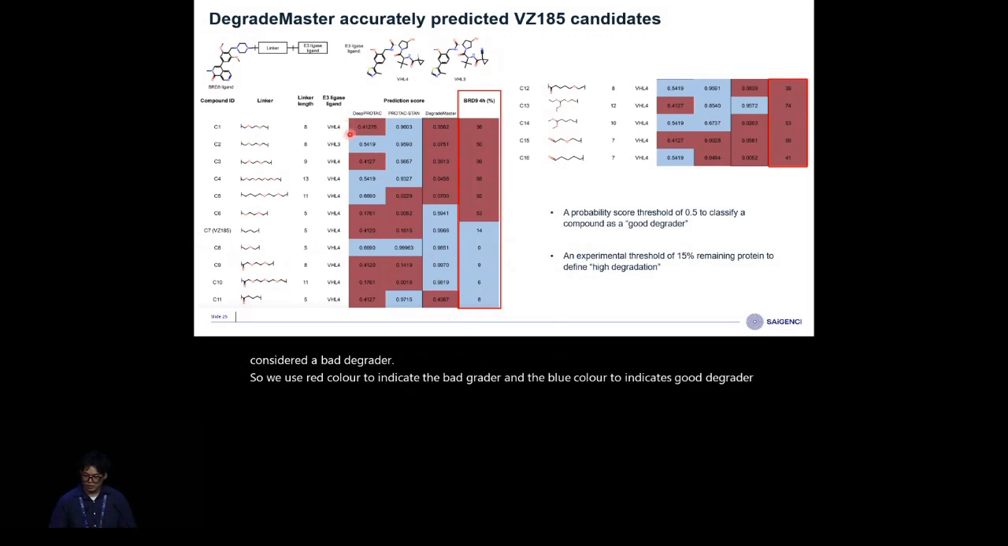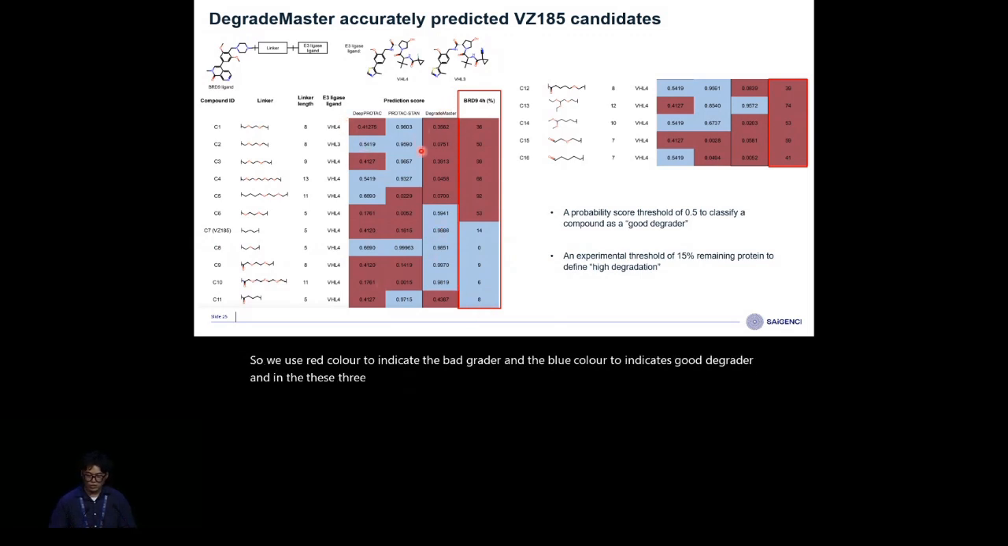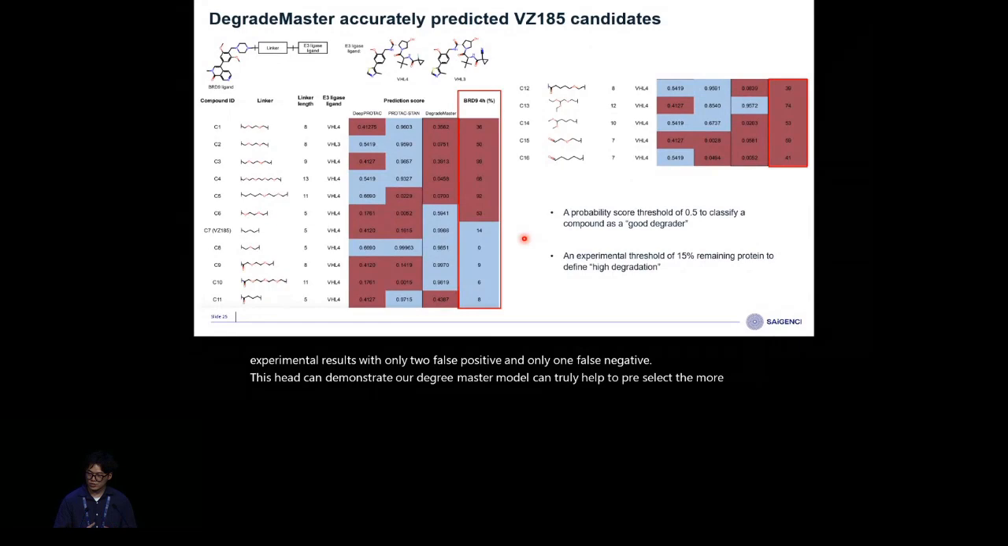And in these three columns, these are the prediction results of the computational methods. So this column is the prediction results of our model. As you can see here, the prediction results of our model have the best match with the ground truth experimental results, with only 2 false positives and only 1 false negative. So this can demonstrate that our DegradeMaster model can truly help to pre-select the more promising PROTAC candidates in the PROTAC design process.